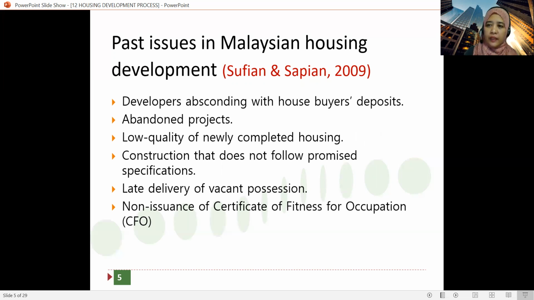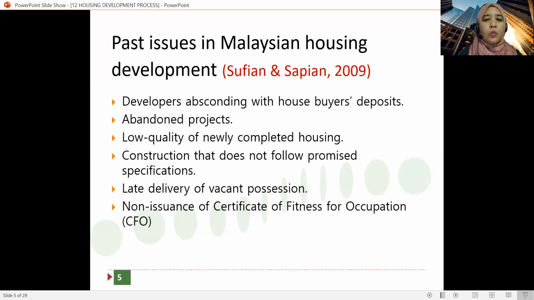So just now was some context about our housing industry in Malaysia. So talking about issues in Malaysian housing development, okay, I outline these factors, these are the problems or issues, which I extracted from Sufyan and Sapian. So this particular paper was published in 2019, about 12 years ago. Okay, so 12 years katanya long time ago kan. But some of these issues are still prevalent, you can still find the problems that I mentioned here.